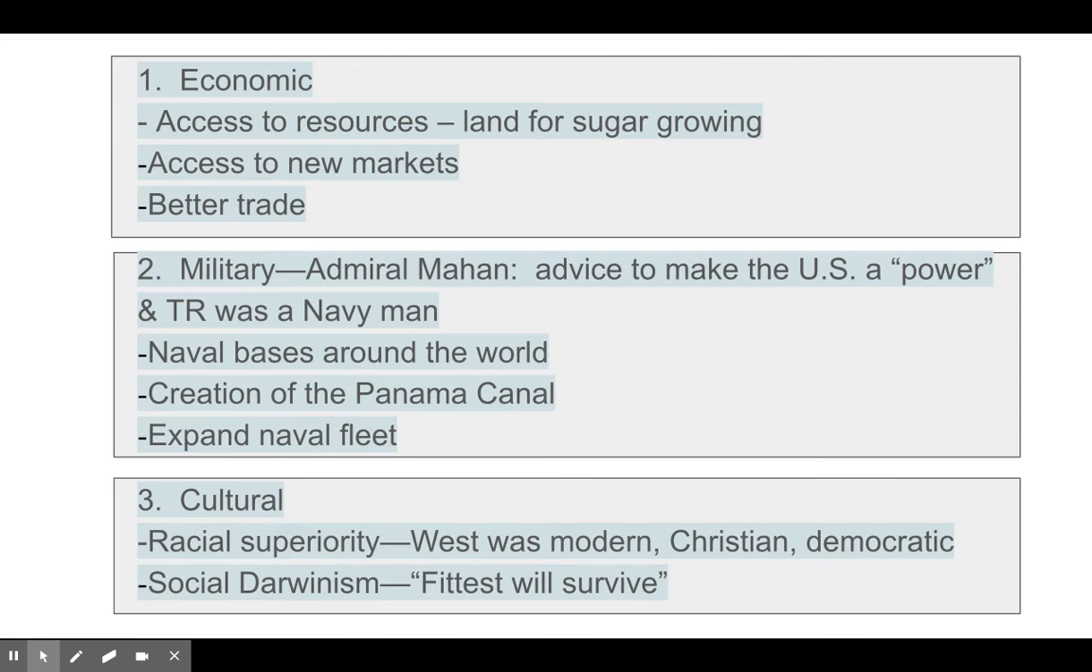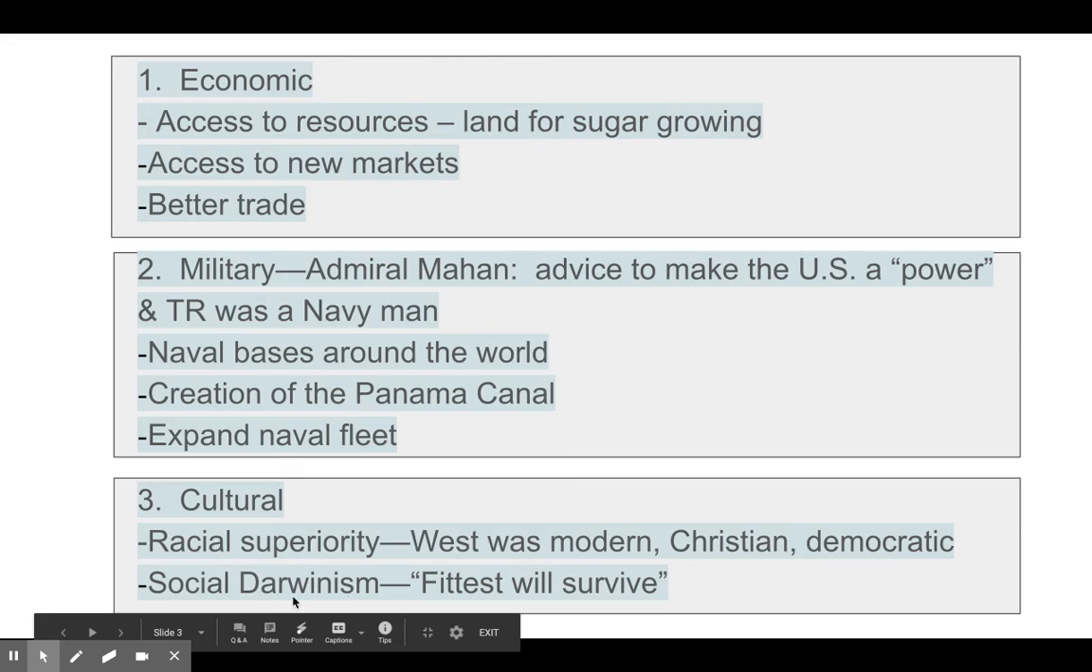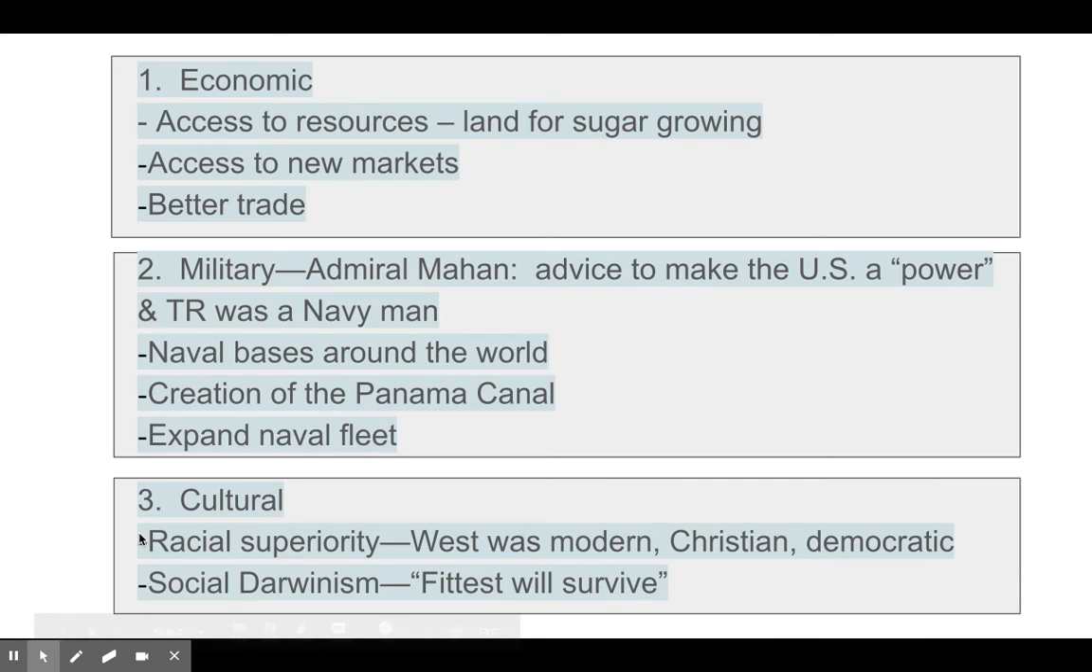Okay. And to be clear, not everyone thought these things right here. Like, some people thought this, and then some people thought that. But that's going to be kind of the general idea at the time period.